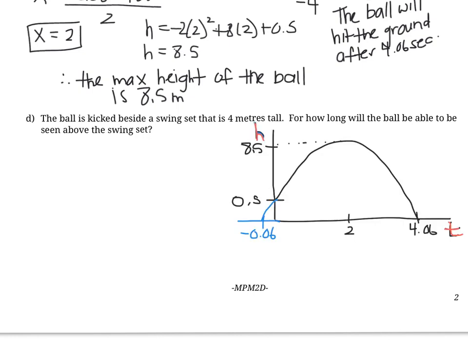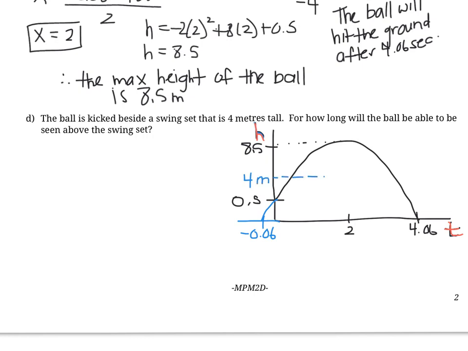Now that we have our sketch, let's try to figure out where this 4 meters goes. So it says the ball's kicked beside a swing set. So maybe the swing set's right in front of it and the ball's kicked right beside it. And it says the swing set is 4 meters tall. So if this is the maximum height of the ball, 4 meters is maybe somewhere there. For how long will the ball be able to be seen above the swing set? So we're looking for when is the ball going to be above this 4 meter mark.